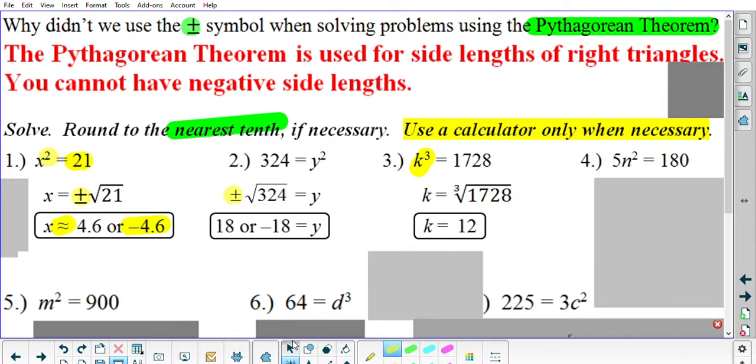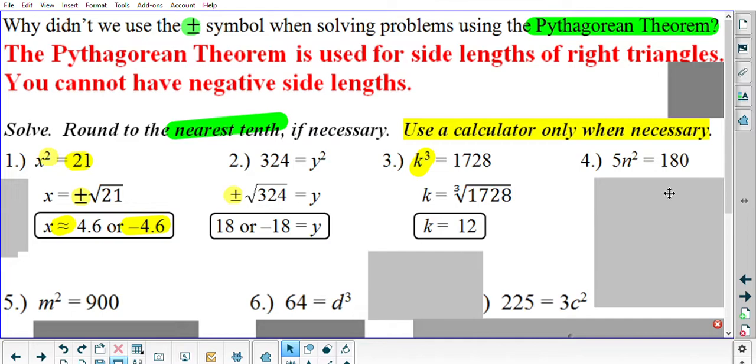All right, problem number 4 is a little bit different than 1, 2, and 3. Do you see how 1, 2, and 3 only had the variable taken to a power and that's it? Nothing else was happening to the variable? Well, in problem number 4, it's not just n to the second power. The n to the second power is also being multiplied by 5. So when you're doing inverse operations, you need to go in the opposite order of PEMDAS.